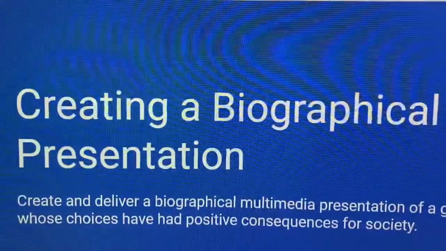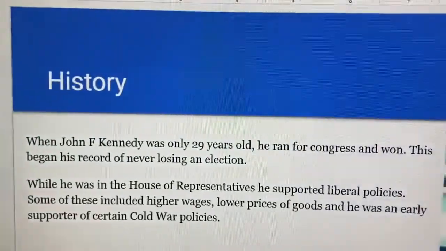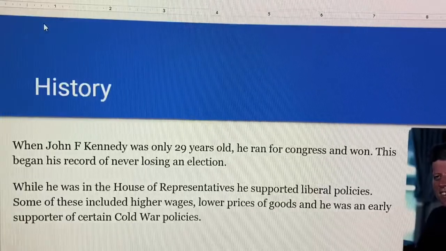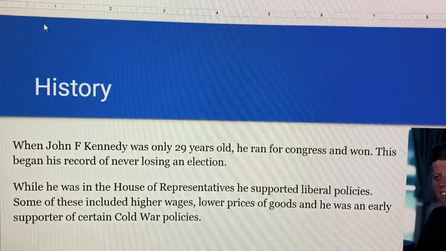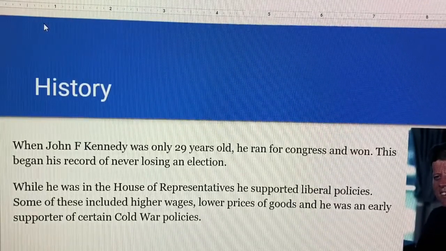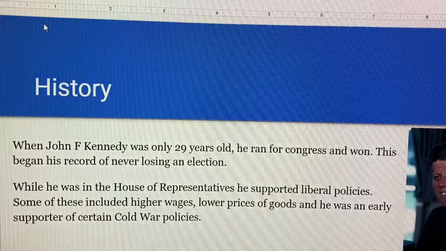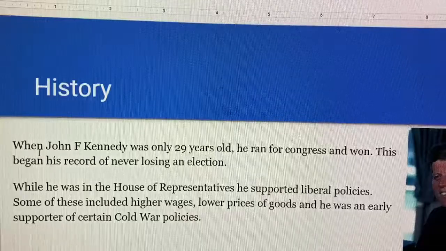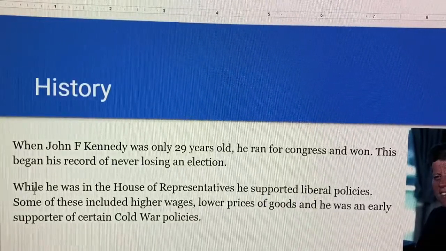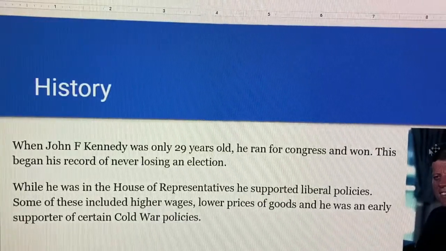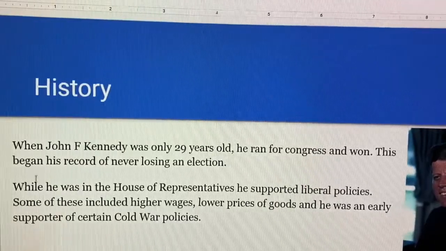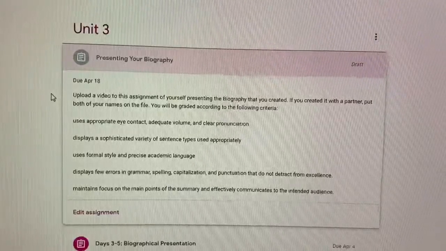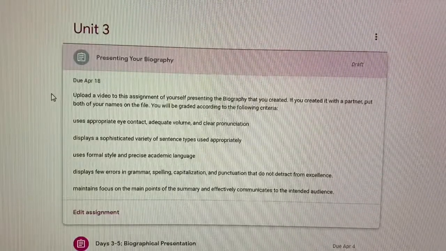Sentence types used appropriately. So let's say you're on this. You don't want to say when John F. Kennedy was 10 years old, when he was 15 years old, when he was 20 years old, when he was 25 years old, when he was 29 years old. Try to use some different words: when, this, while, some. So even here in my example, I'm starting each sentence differently. So try to do that the best you can, so we're not repeating the same exact sentence structure over and over again.